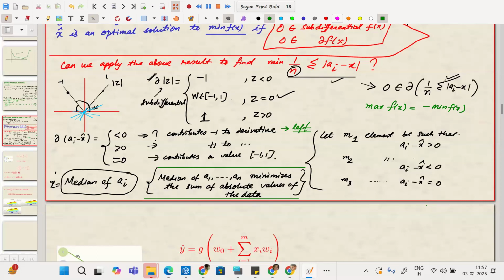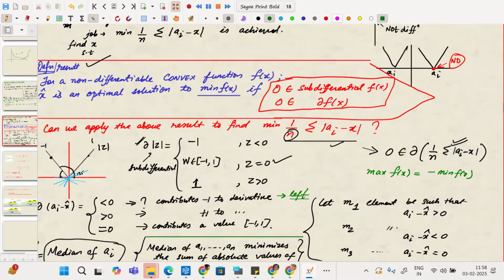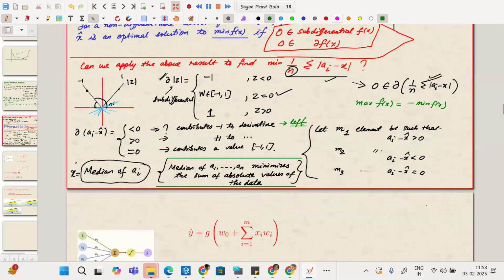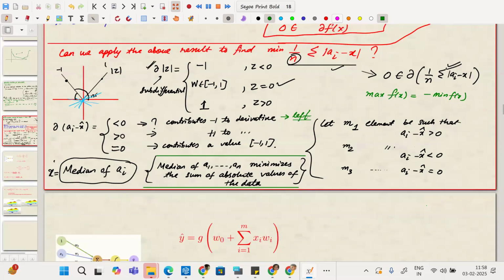It is solved in my notes. There are 3 examples I left to you: lasso regression, ordinary least squares, and this one, sum of absolute values. These 3 are solved in my notebook already. I want you to read through and understand. Okay, fine, looks good.